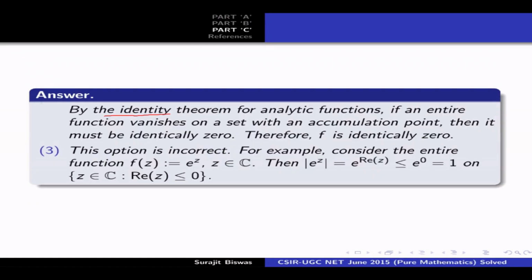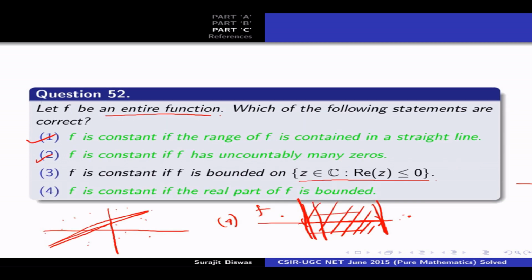By the identity theorem for analytic functions, if an entire function vanishes on a set with an accumulation point, then it must be identically 0. Therefore, f is identically 0. So option 2 is correct. f is constant. Of course, 0 is a constant, so f is basically 0 in this case. Option 3 won't be correct.